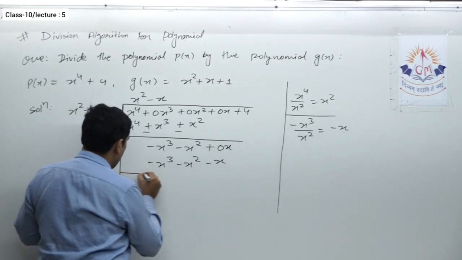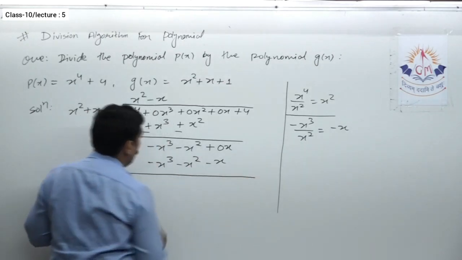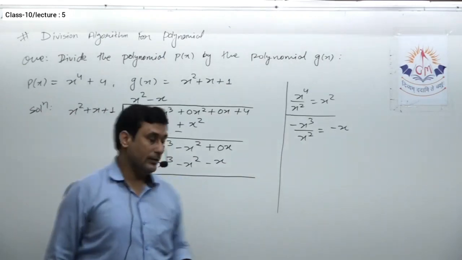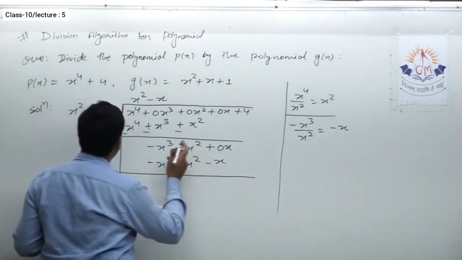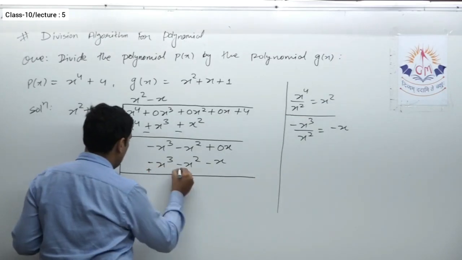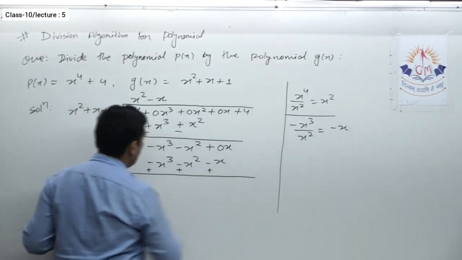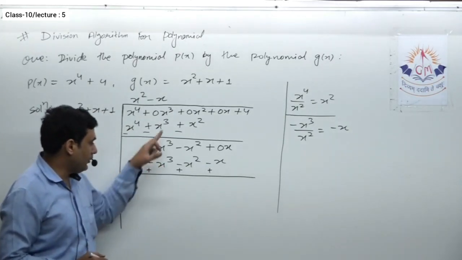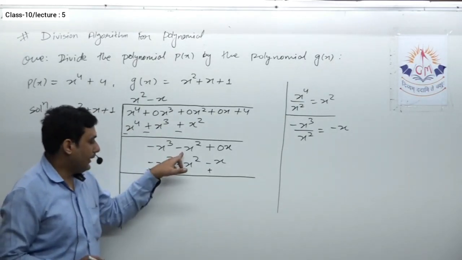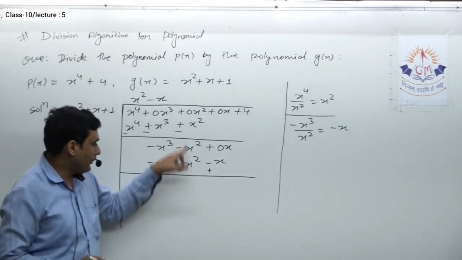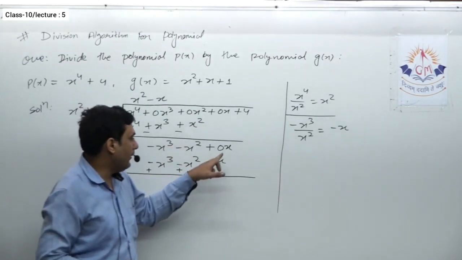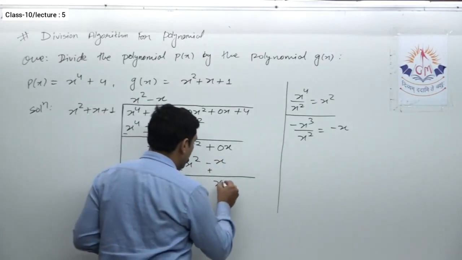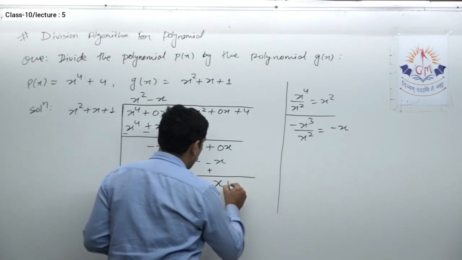Again I do the subtraction, and as I told you, whenever we have to subtract, we change the sign. So instead of these three negative signs, I'll get positive here, here, and here as well. Now as soon as I make it positive, this minus x cube plus x cube will cancel out. This minus x square plus x square will cancel out. Over here I will get 0x plus x, that is 1x. I write this x. And then I will bring down one term.